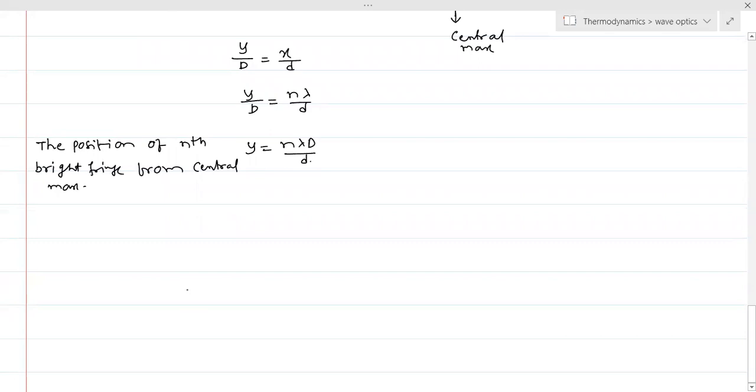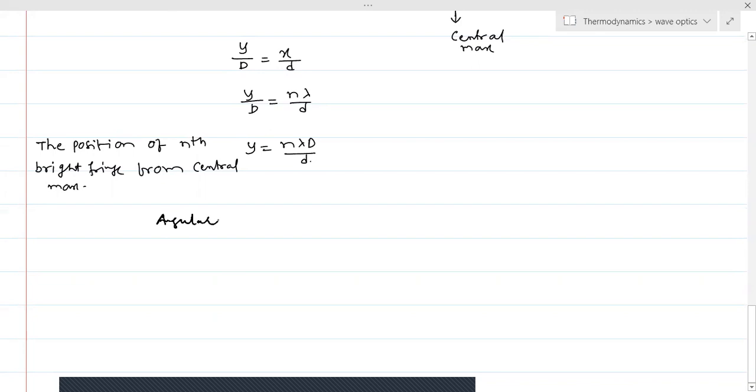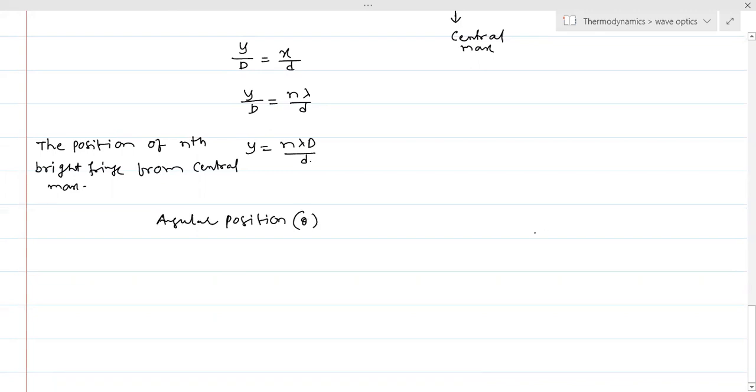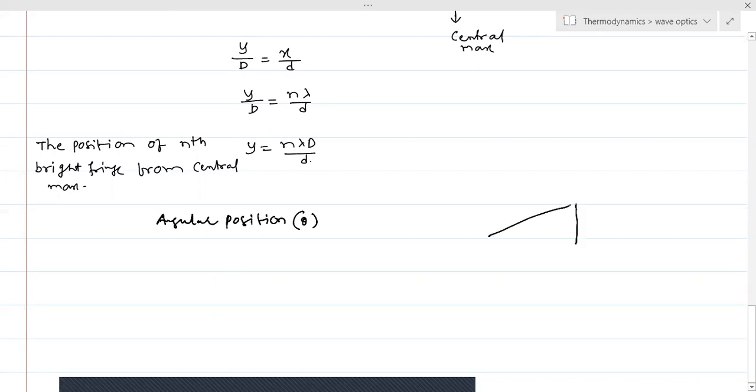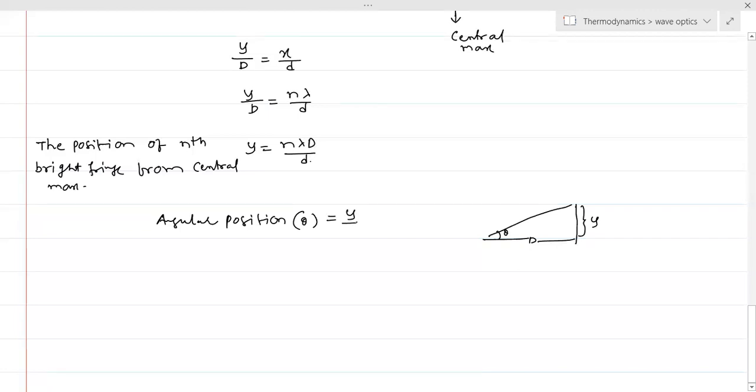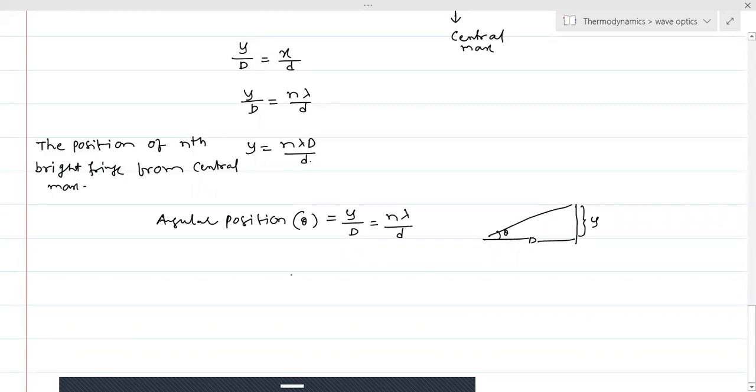And if we need the angular position, let us say this is theta. Angular position is the theta in the diagram. This is theta and this distance is capital D. This is the screen, and on the screen you observe a distance y. So y by D is equal to n lambda by small d.